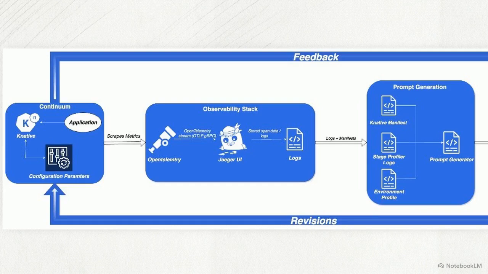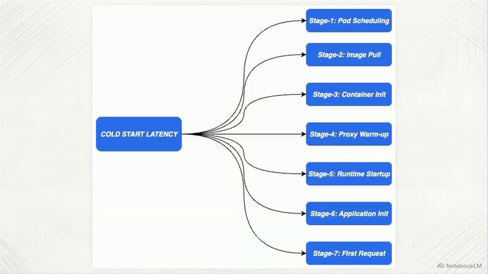Optimization requires precise measurement. The framework routes deployment data from Knative into an observability stack designed to monitor the entire request lifecycle. The framework rejects total time as a useful metric. Instead, it decomposes cold start latency into 7 distinct sequential stages. Stages 1 through 3, scheduling, image pull, and container initialization, are captured by scraping control plane events directly from the Kubernetes API. Stages 4 through 7 cover the data plane, including proxy warmup and application initialization.